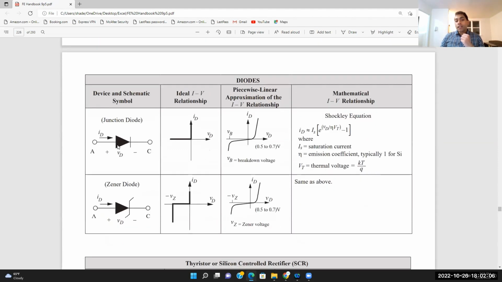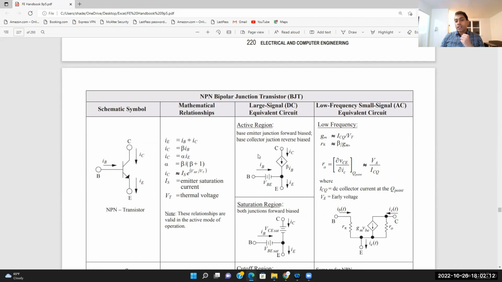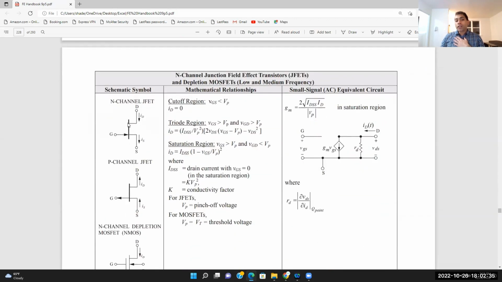Then we'll talk a little bit about diodes, the Zener diode. We would also talk a little bit about BJTs. Again, this is small signal analysis, which is basically AC analysis. We would also focus on large signal analysis, which is DC analysis. So we would go through that. We would also focus on JFETs and MOSFETs. We would focus on the N-channel JFET and the P-channel JFET. We will focus on the three regions in which they operate: cut-off, triode, and saturation region. There's also small signal analysis, and we would focus on that too.